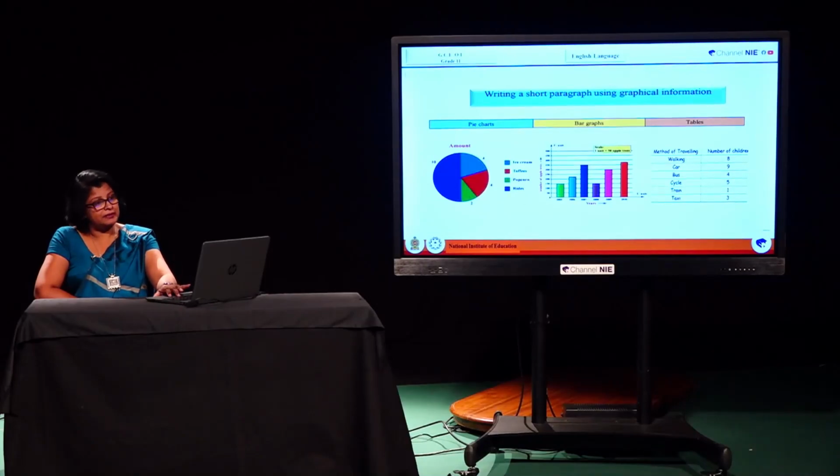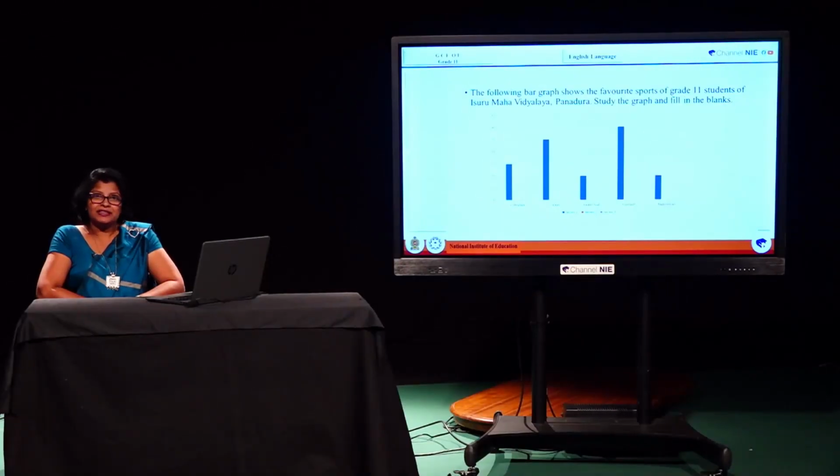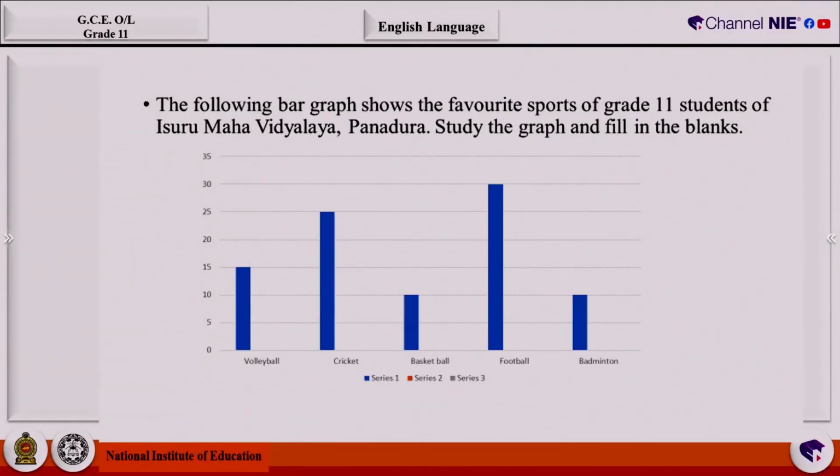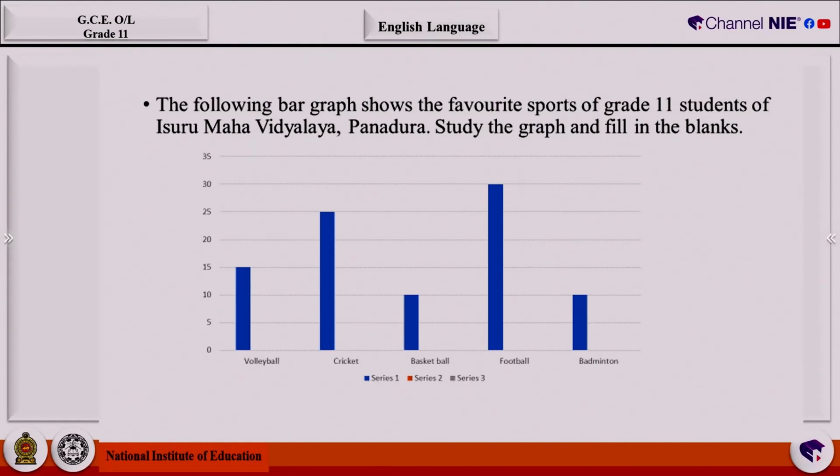Now look at this example. The following bar graph shows the favorite sports of grade 11 students of Isuru Mahavidyalaya, Panadura. Study the graph and fill in the blanks. So what are we going to do when we get a question like this? First of all, we have to examine the given bar graph very carefully. We have a vertical axis and also a horizontal axis. In the vertical axis, you can see the number of the students, and in the horizontal axis, you will see some sports loved by these children.